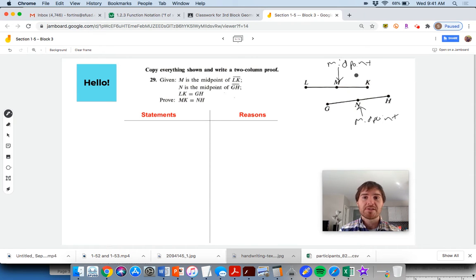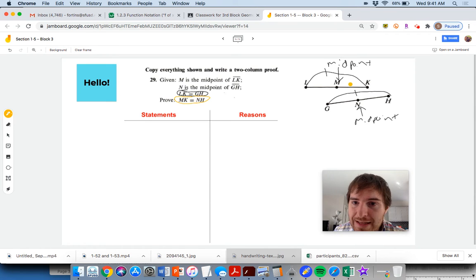Okay, so we have a couple of midpoints, but then we also have this given premise right here that LK equals GH. That one's pretty important. So let's mark that down here. LK, tick mark here, congruent to LH here, or their lengths are equal as written here. All right, what is it that we need to prove? And that's going to be this right here. What we're going to get to in gold is this information.